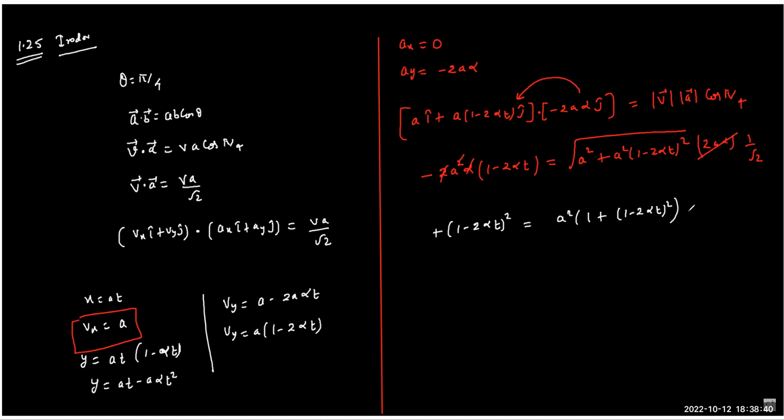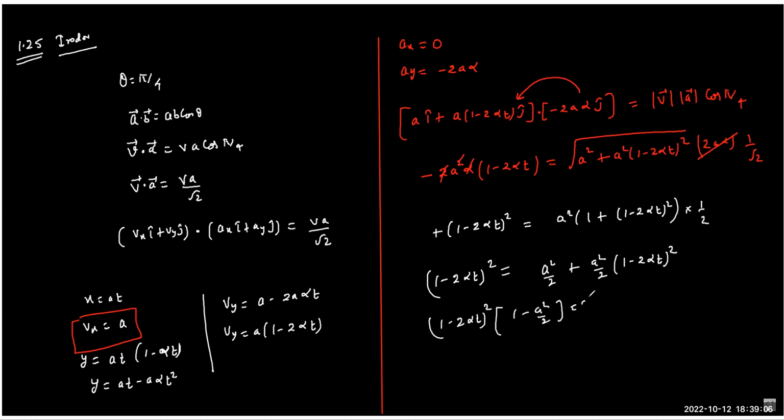Okay, into 1 by 2. So 1 minus 2 alpha t whole square is a square by 2 plus a square by 2 into 1 minus 2 alpha t whole square. So we can take it common. 1 minus 2 alpha t whole square into 1 minus a square by 2 is a square by 2. I made some mistake, no? Fine. And then 1 minus 2 alpha t whole square turns out to be a square by 2 minus a square. I can just rearrange. And if I take root both sides, so we have plus minus a upon under root of 2 minus a square.